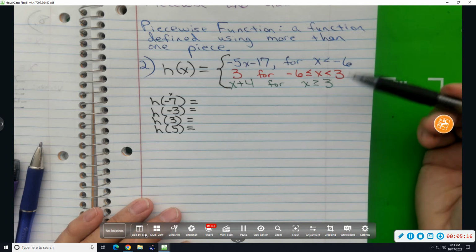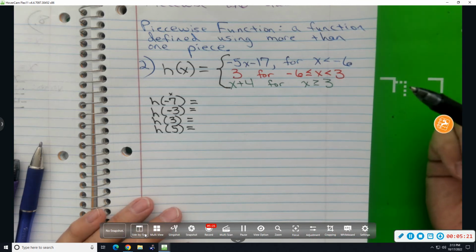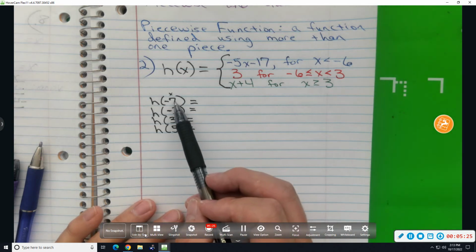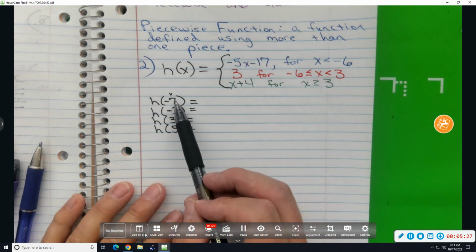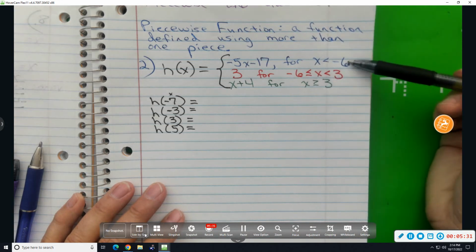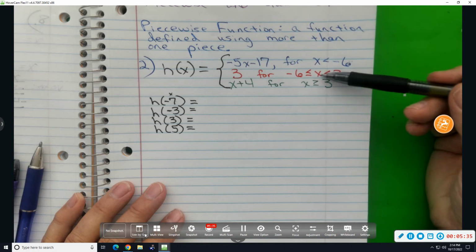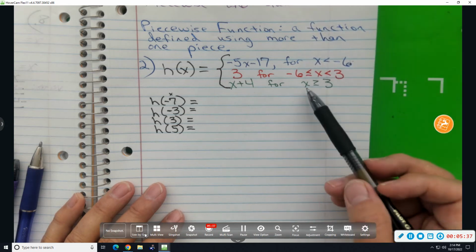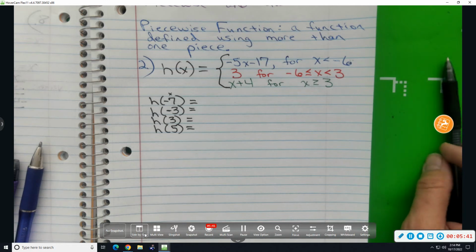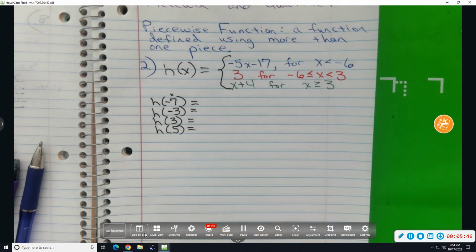So before you decide to start plugging in, you have to ask yourself which inequality is satisfied. And to do that, you look at the x value and come back over here. Is -7 less than -6? Is it between -6 and +3? Or is it bigger than +3? Which inequality is satisfied by the x value?